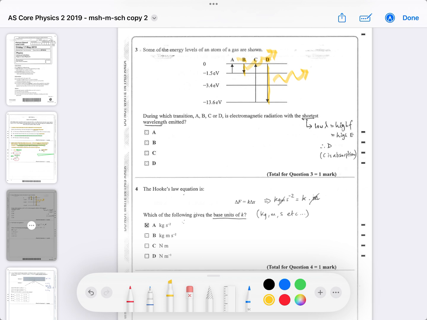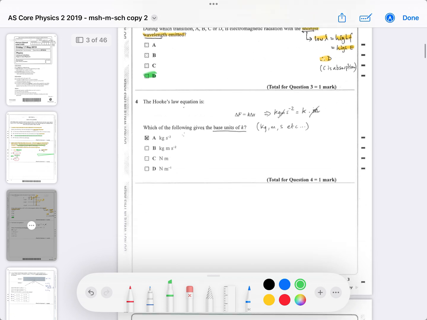So both of these are emitting photons. A and C are absorbing energy to jump up, so they're getting excitation, and going downwards is de-excitation. We want the shortest wavelength emitted. Short wavelength means a high frequency, which equals a high energy. So we're looking for the highest energy change, therefore the answer is D. C is the same amount of energy, but it's absorption.